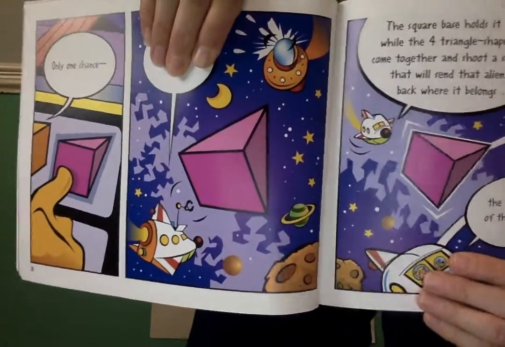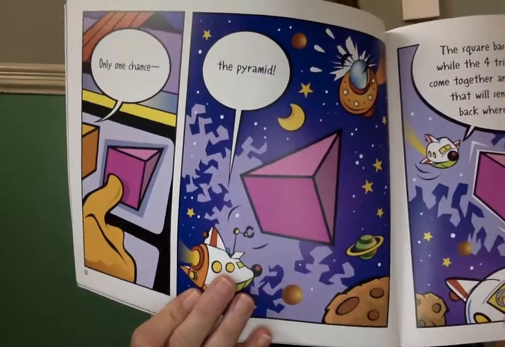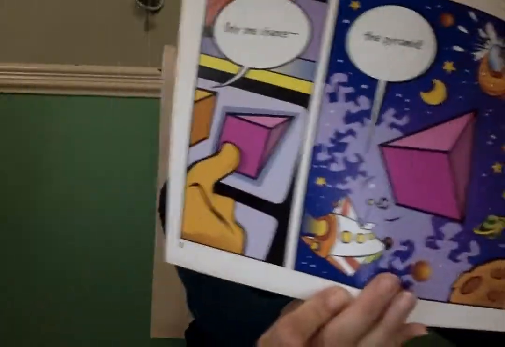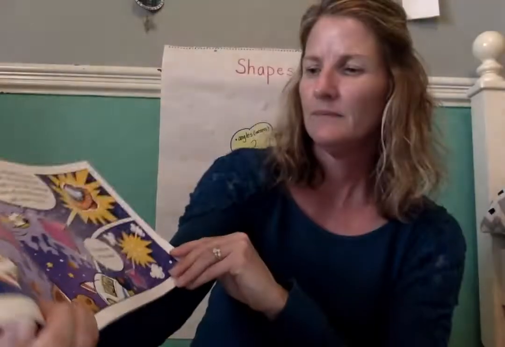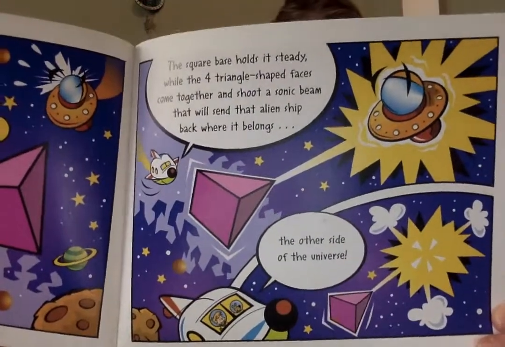Only one chance. The only button that can save them is this one. Do you remember that shape? The pyramid. Good job, you're so smart. The square base holds it steady while the 4 triangle-shaped faces come together and shoot a sonic beam that will send that alien ship back where it belongs. The other side of the universe.